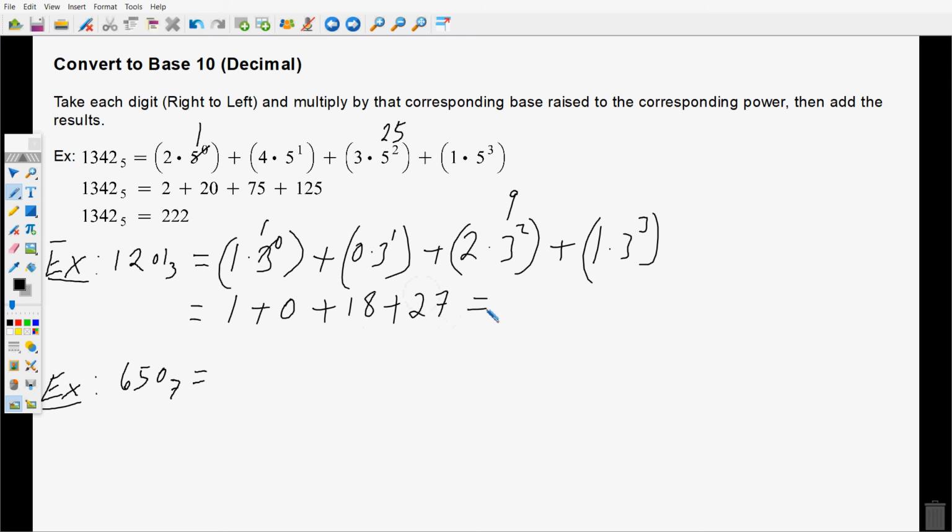And I will now need to add these 4 numbers. When I add these 4 numbers, that will give me 46. That means 1201 in base 3 is the same thing as what you're used to, the number 46.